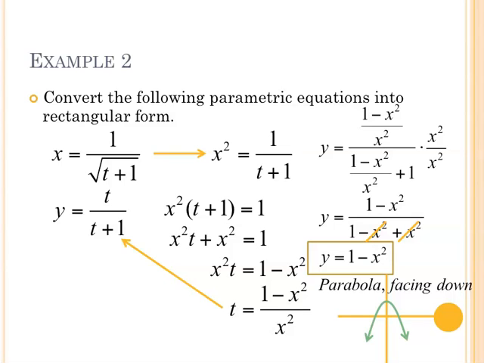Now, having the parametric form again is still useful because that will help us determine which direction the graph is going. So in this case, we don't know if it's going from left to right or right to left, and so having the parametric equations there will help us determine that.